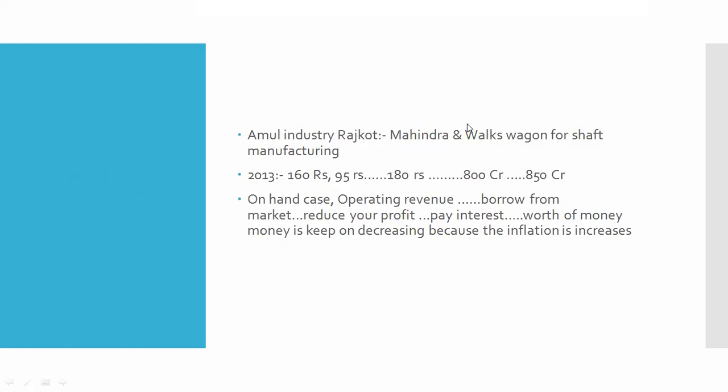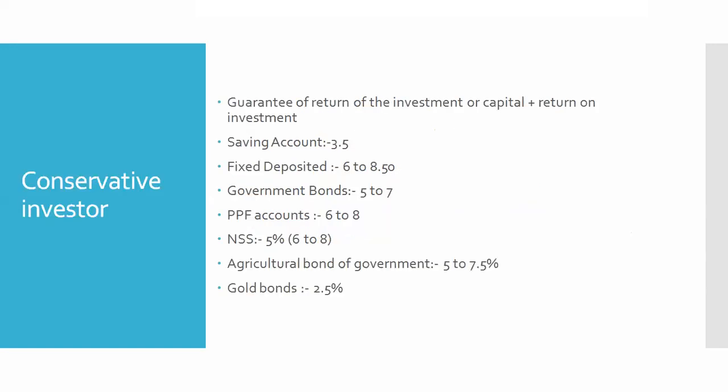Now, for example, Amul Industries, Mahindra and Mahindra and Volkswagen for shaft manufacturing, 2013: 160 rupees, 95 rupees, 180 rupees. So this is an example of on hand operating revenue, borrowing from the market, reducing your profit, paying interest. The worth of money keeps decreasing because of increasing inflation.